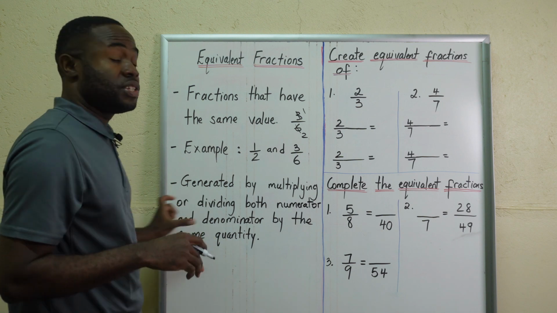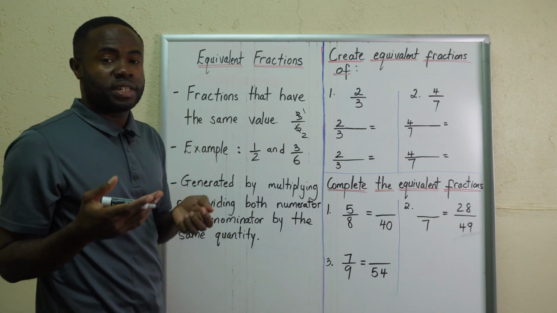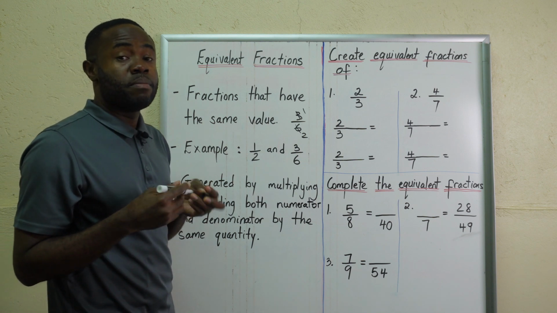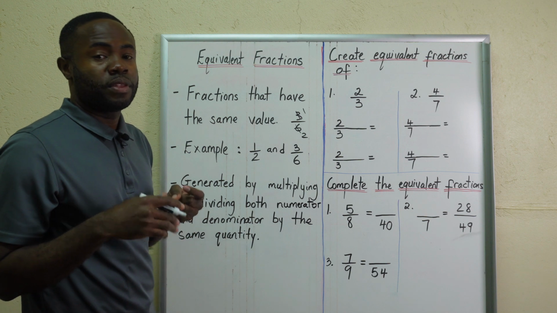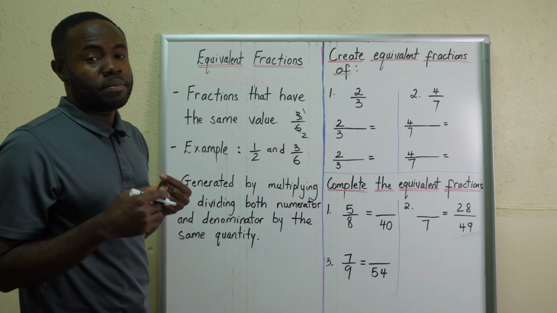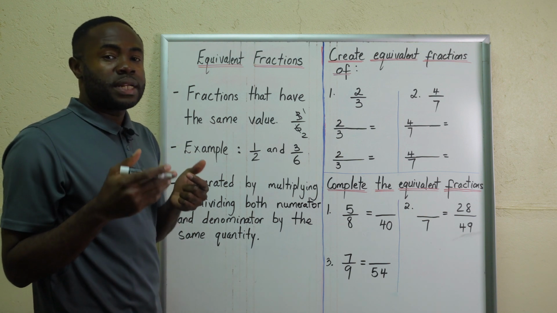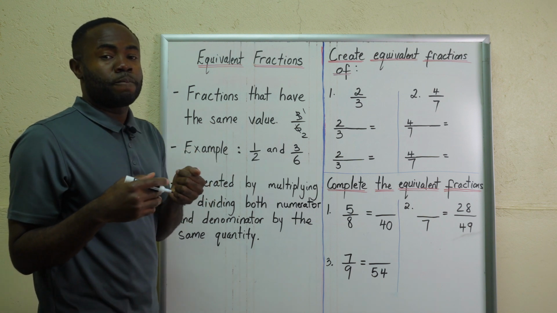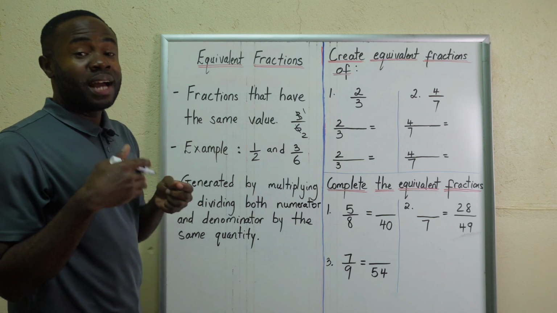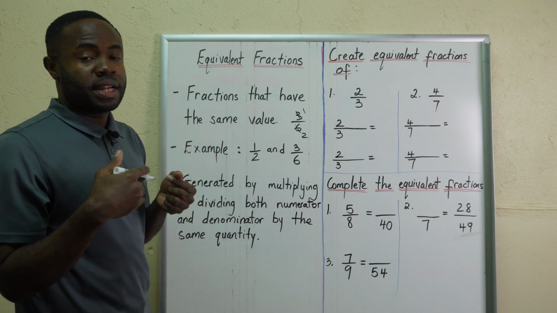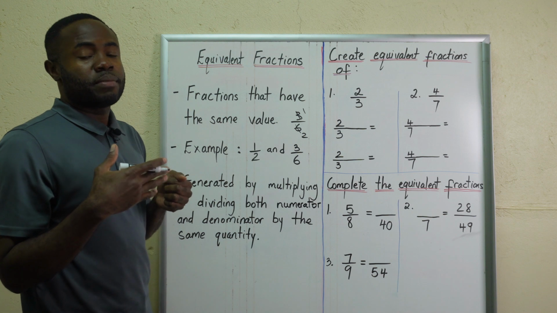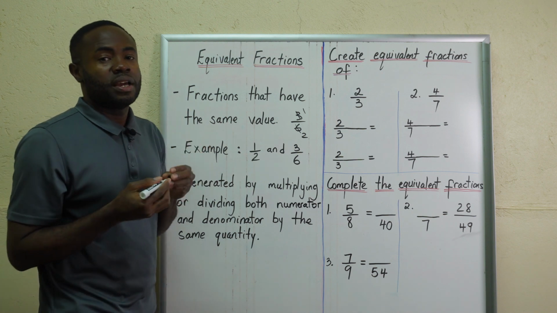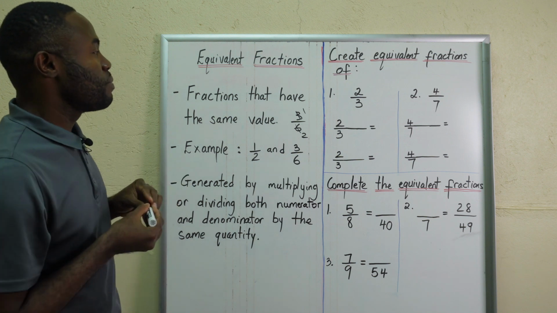Now, how are they generated? How are they created? Equivalent fractions are generated by simply multiplying or dividing both the numerator and denominator by the same quantity. What does that mean? Same quantity meaning same number, same value. As long as you multiply both the numerator and denominator or divide by the same amount, then you'll get equivalent forms of that original fraction. Let's jump into some examples.